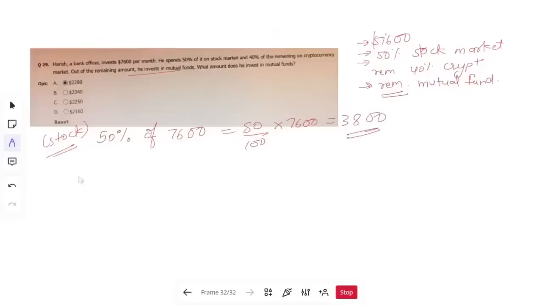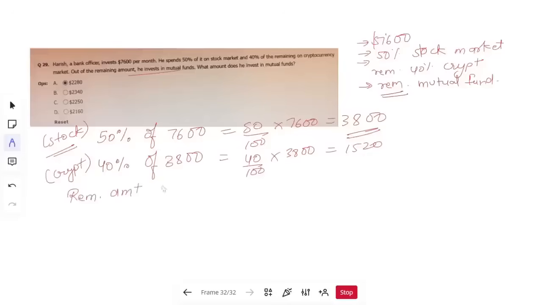So amount spent on cryptocurrency was 40%, right? So how much are we left with? 3,800. Out of this, 40% he will invest in cryptocurrency. So 40 by 100 into 3,800. This will give the answer as 1,520. Now, what is the remaining amount that we are left with? We had 3,800, minus we invested 1,520 in cryptocurrency, so we are left with 2,280. Now 2,280 is the amount that Harish will invest in mutual fund, because that is what we have to find.